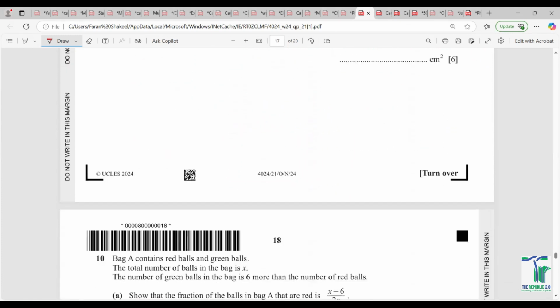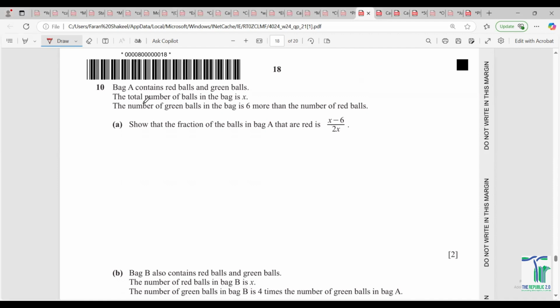And after this triangle, we've got question number 10. Bag A contains red balls and green balls. The total number of balls in the bag is X. So red balls plus green balls is going to be X balls. The number of green balls in the bag is 6 more than the number of red balls. So what does that mean? That G is R plus 6, the number of red balls plus 6.